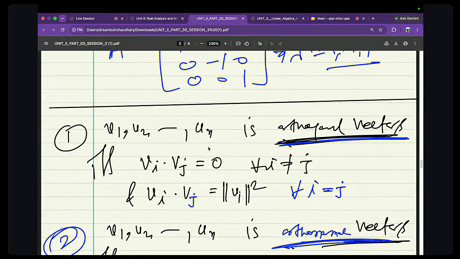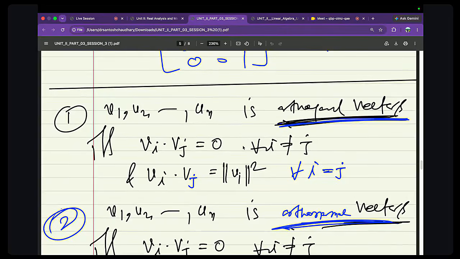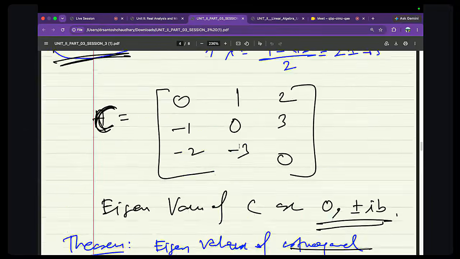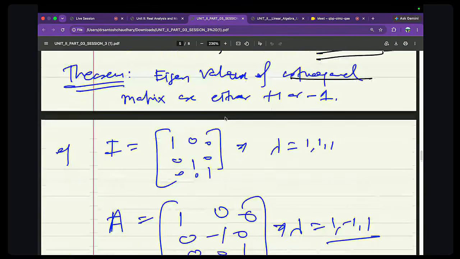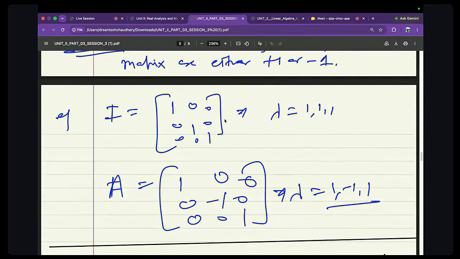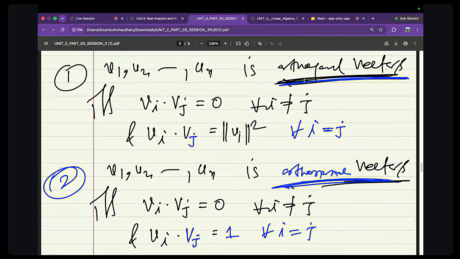Then people ask what is the meaning of orthogonal vectors. Orthogonal matrices are different, orthogonal vectors are different. In an orthogonal matrix, the columns are orthonormal vectors, and the rows are orthonormal vectors. Vectors and matrices are different, okay? Here I'm just explaining what orthogonal vectors are.